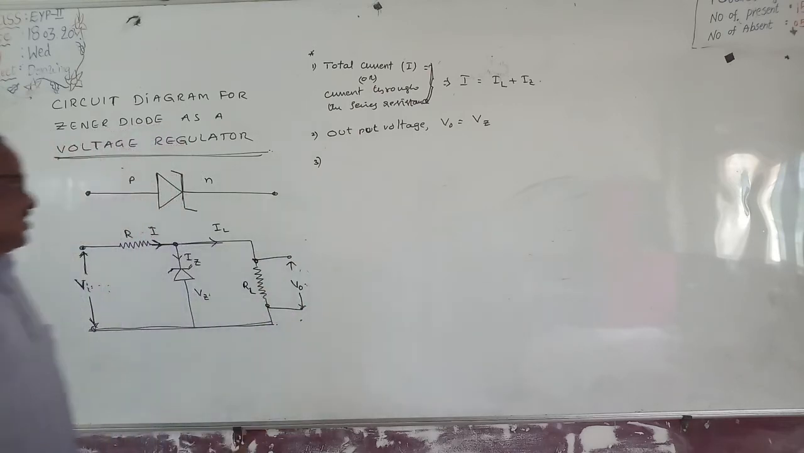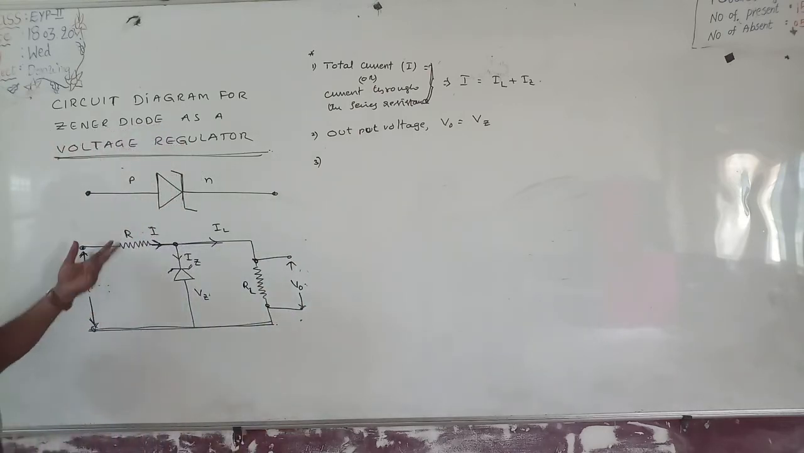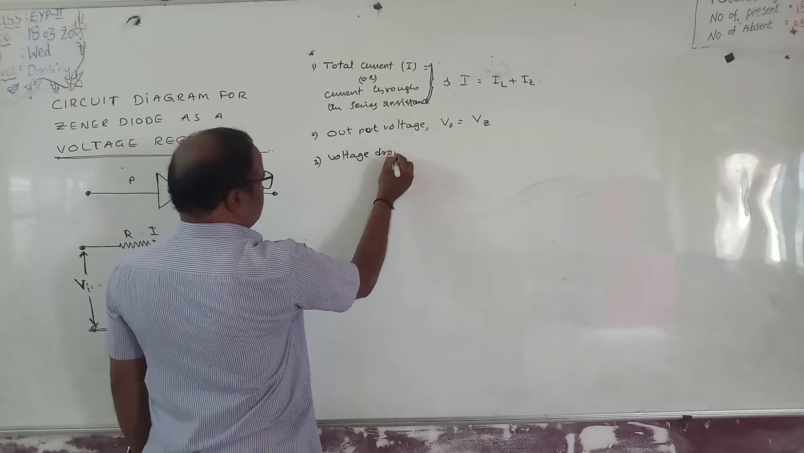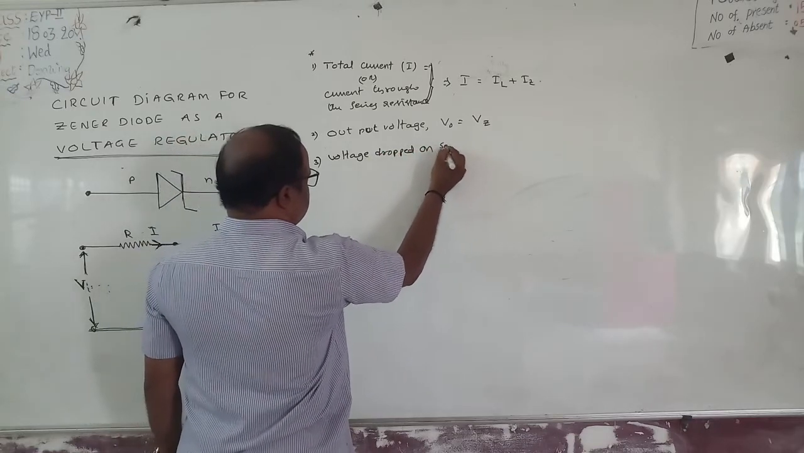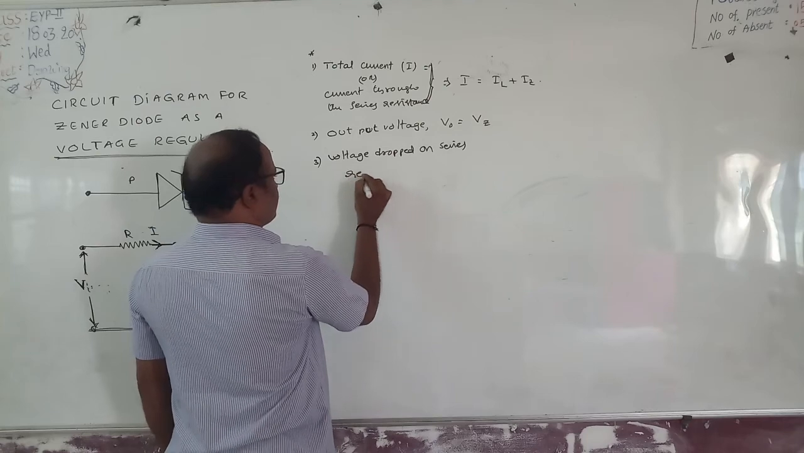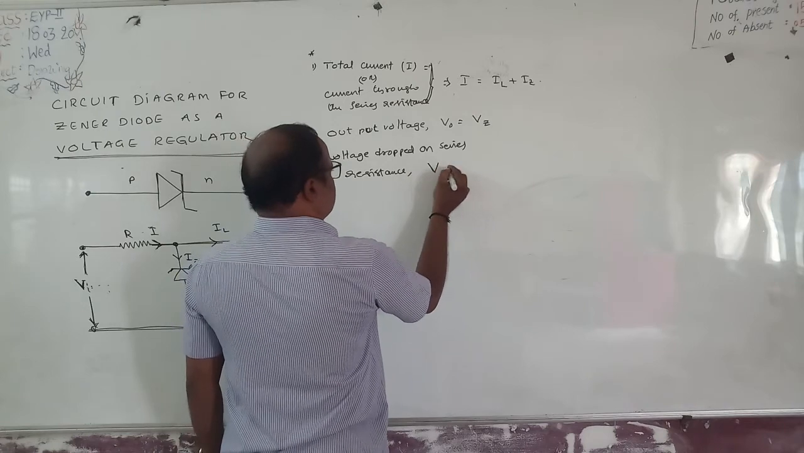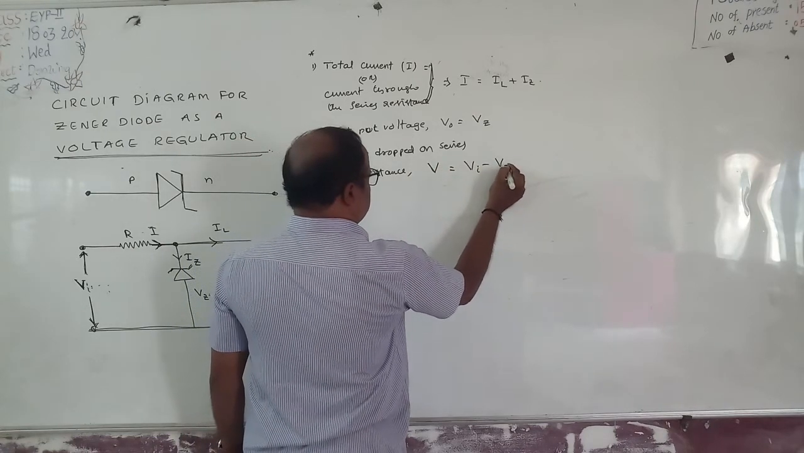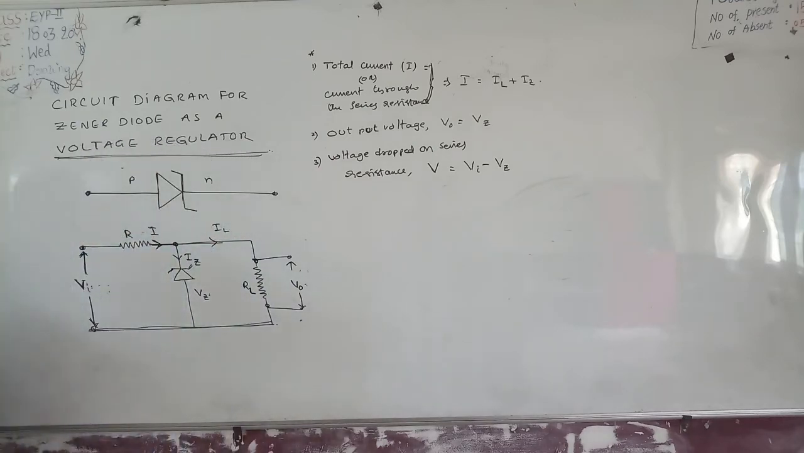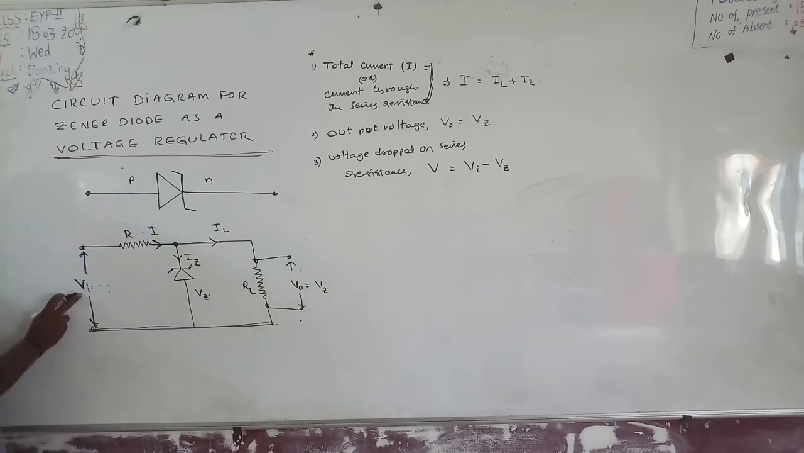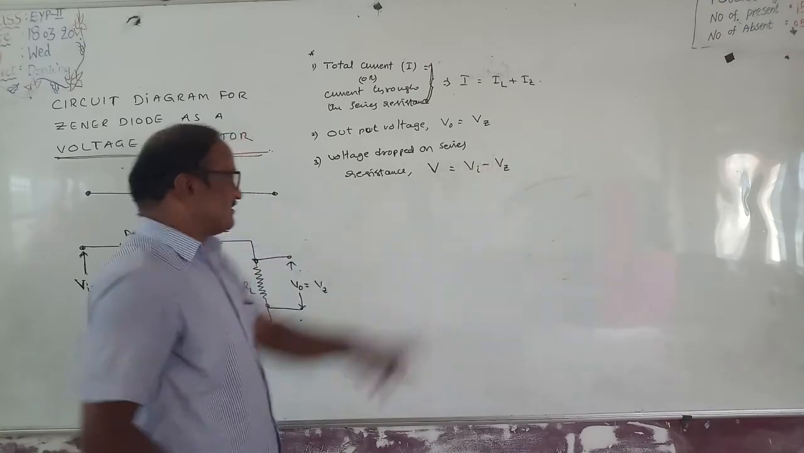Third one: what is the amount of voltage dropped on the series resistance? Let the voltage dropped on the series resistance be V. V is equal to Vi minus Vz. Right? The output is V naught, and V naught is also equal to Vz. The input is Vi, and the remaining voltage is dropped on the series resistance. So the voltage dropped on the series resistance, V, is equal to Vi minus Vz.